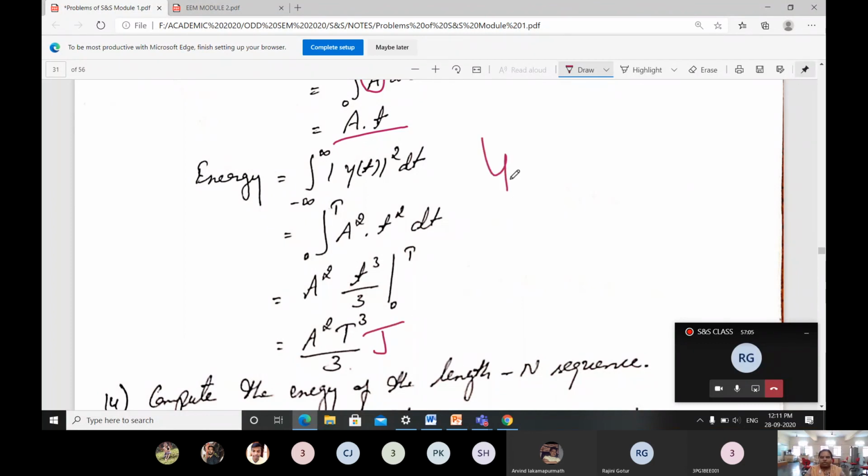Okay, this question is asked for 4 or 6 marks. In some question papers they asked for 4 marks. In some question papers they asked for 6 marks.